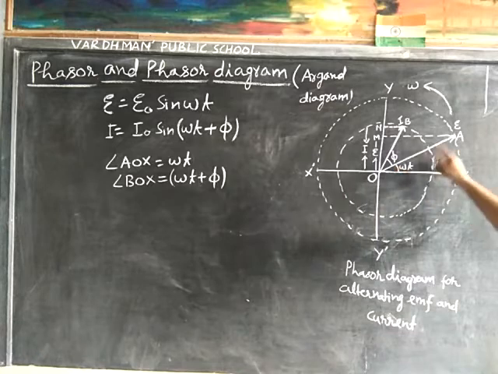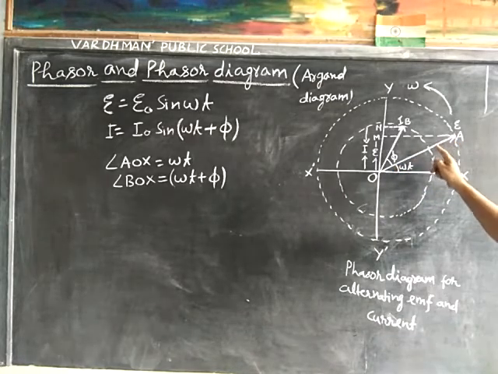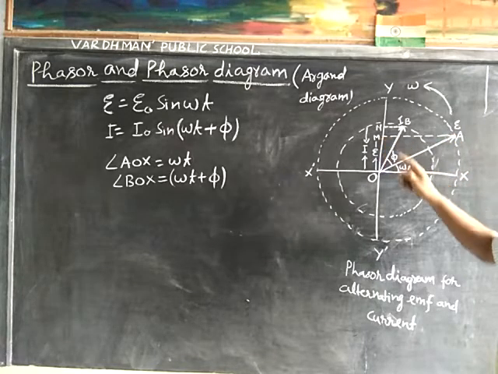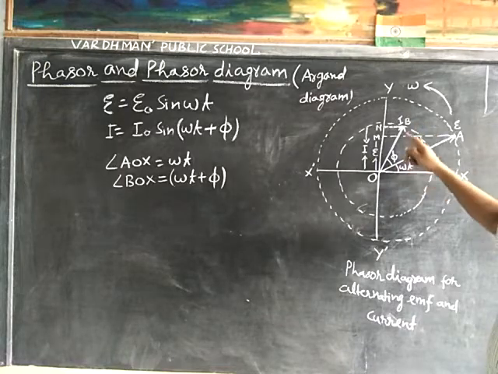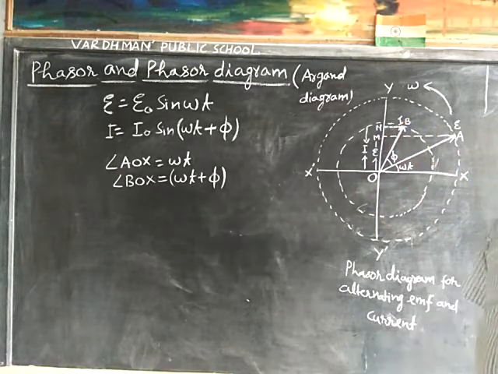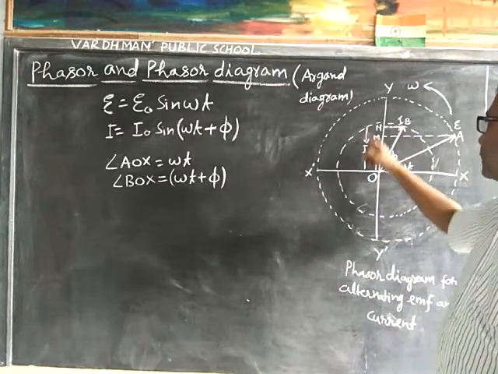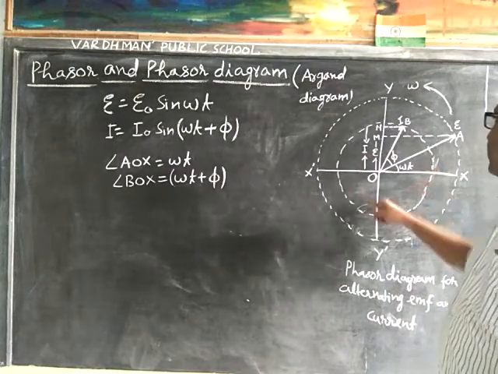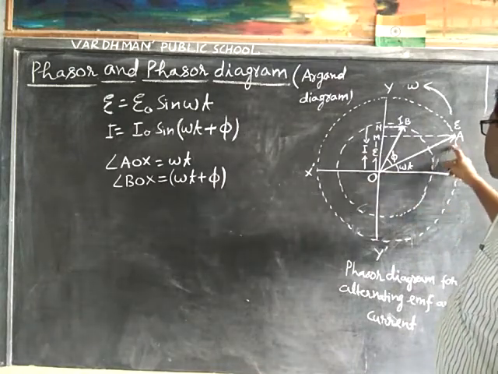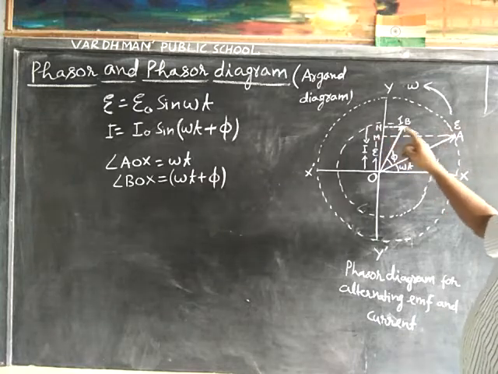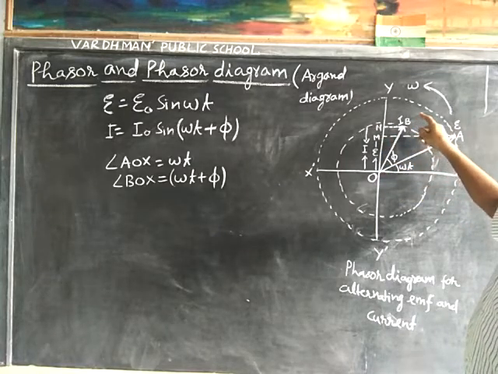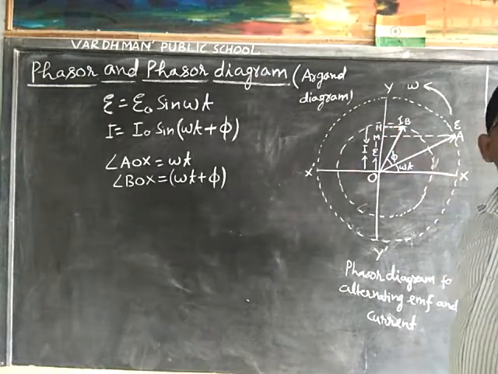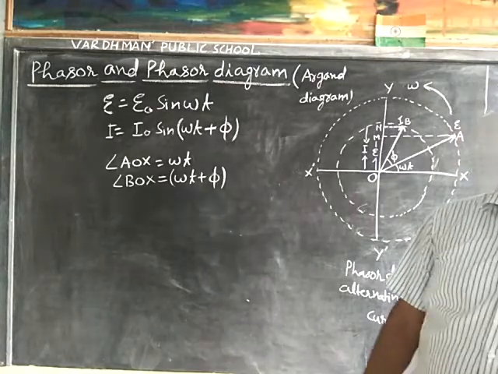Vector OA represents phasor E of magnitude E0 and vector OB represents phasor I of magnitude I0, both rotating with same angular velocity omega in anti-clockwise direction.